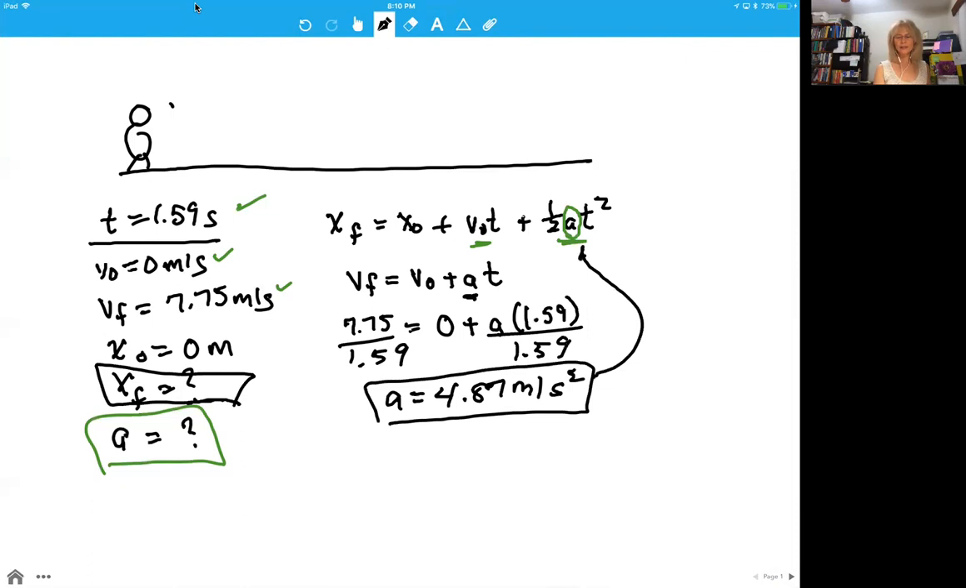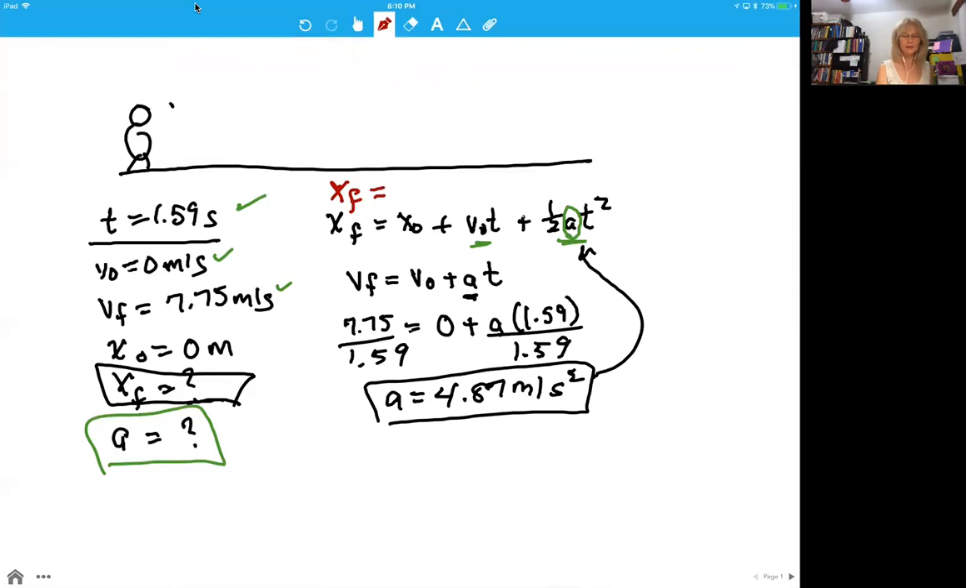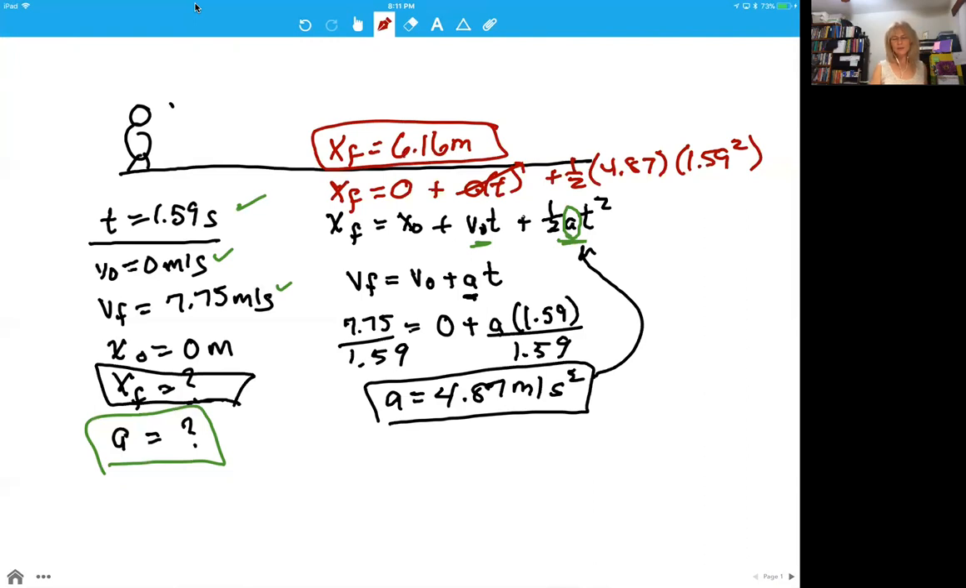And now I can plug into here. So I can say that x final is equal to the initial displacement plus the initial velocity times the time, which will just be 0, plus 1/2 times 4.87 times 1.59 squared. I can just say 4.87 times 1/2 times 1.59 squared. And then I get that x final is equal to about 6.16 meters. Okay.